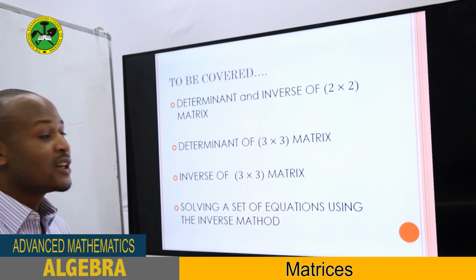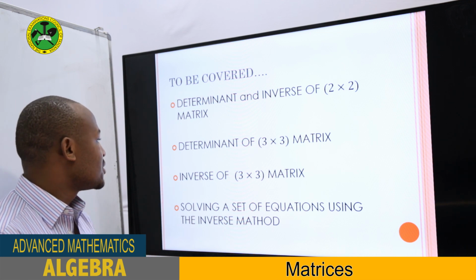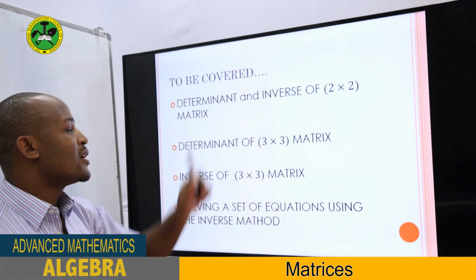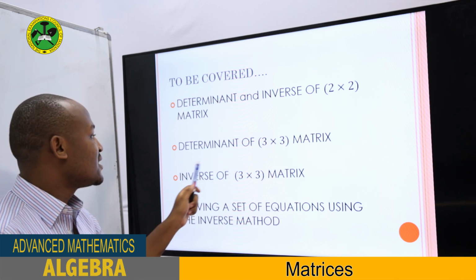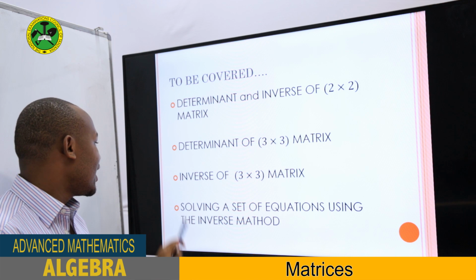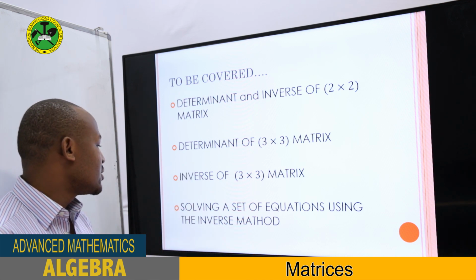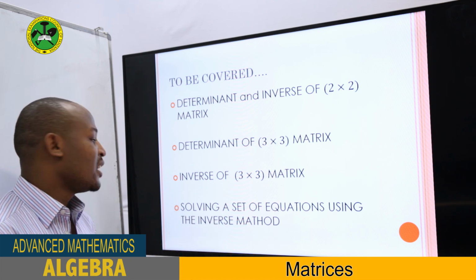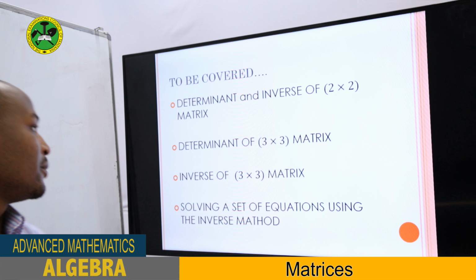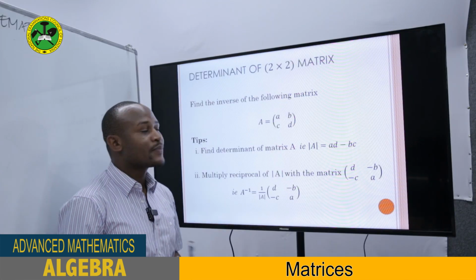We shall remind ourselves of the determinant of a 2 by 2 matrix, and then we shall check the inverse of the 2 by 2 matrix, and after that we shall discuss the determinant of a 3 by 3 matrix, and then its inverse, the inverse of a 3 by 3 matrix, and then we shall use the matrix method to solve a set of equations using the inverse method. So be with me.